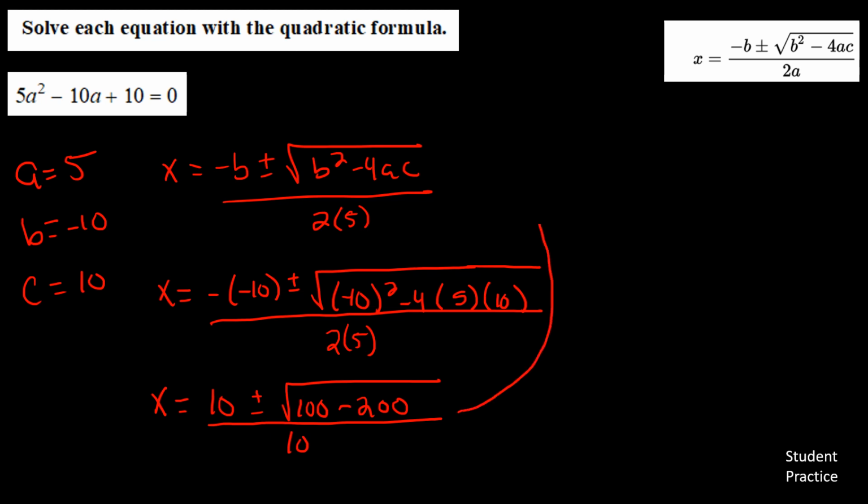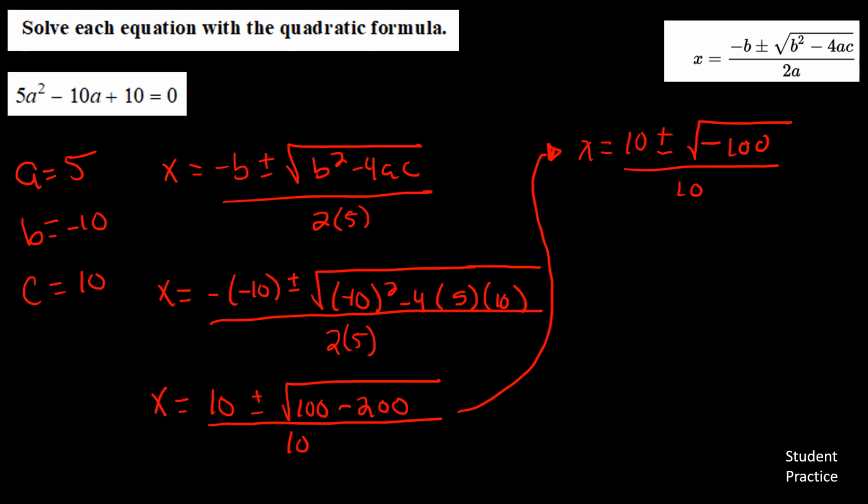So check it out. This is slightly different than the other one. Same steps, but you're going to see a little issue here. We're going to have X equals 10 plus or minus the square root of 100 minus 200, which is the square root of negative 100, over 10. And here's the issue, guys. When you put this into the calculator, if you try to take the square root of negative 100, you're going to get an error.